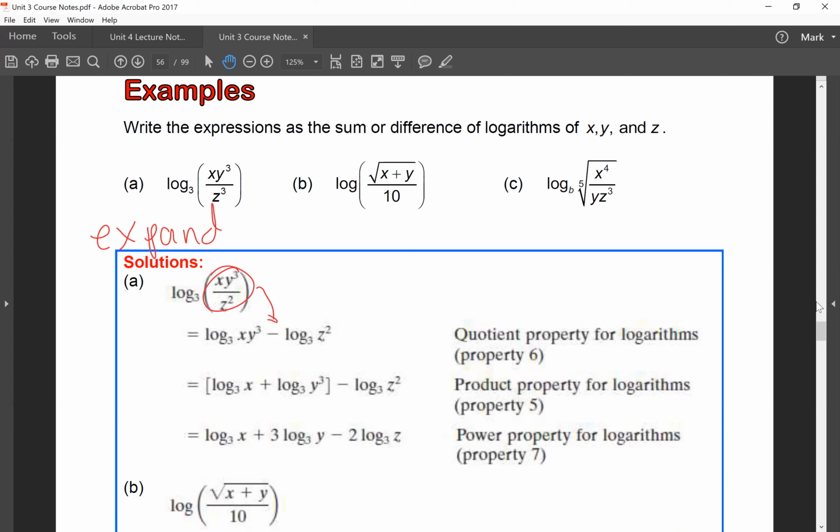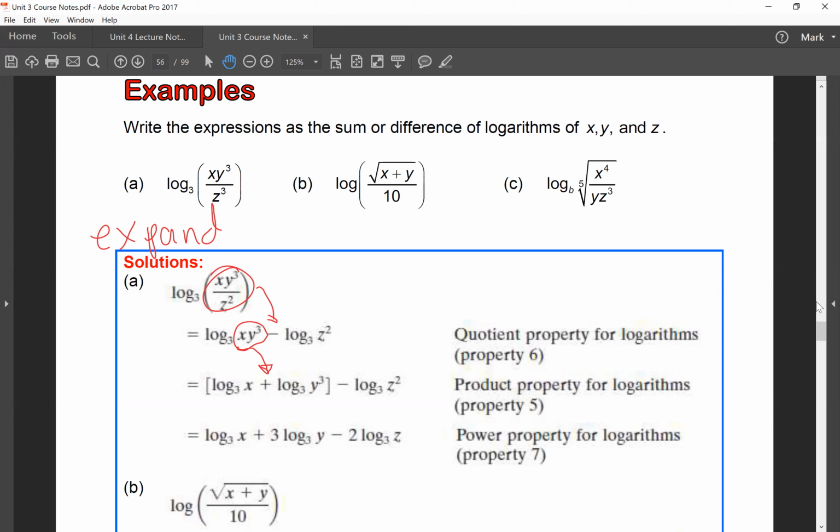Now, there's a few things that I also notice. I can actually separate these terms and I can do something with the exponents. Because x and y are multiplied, I can turn that into an addition. And then my last step, so guys, I'm using rule 6, then rule 5, and then rule 7.